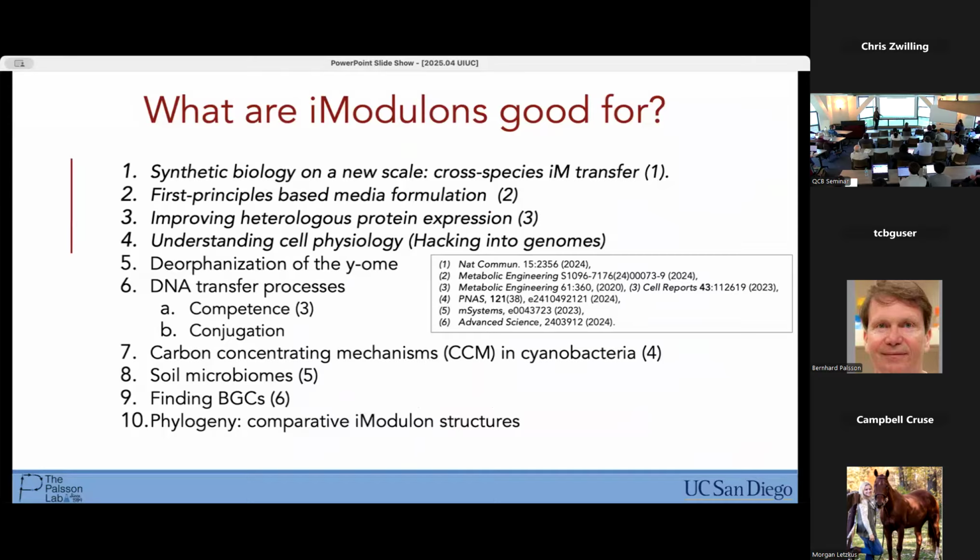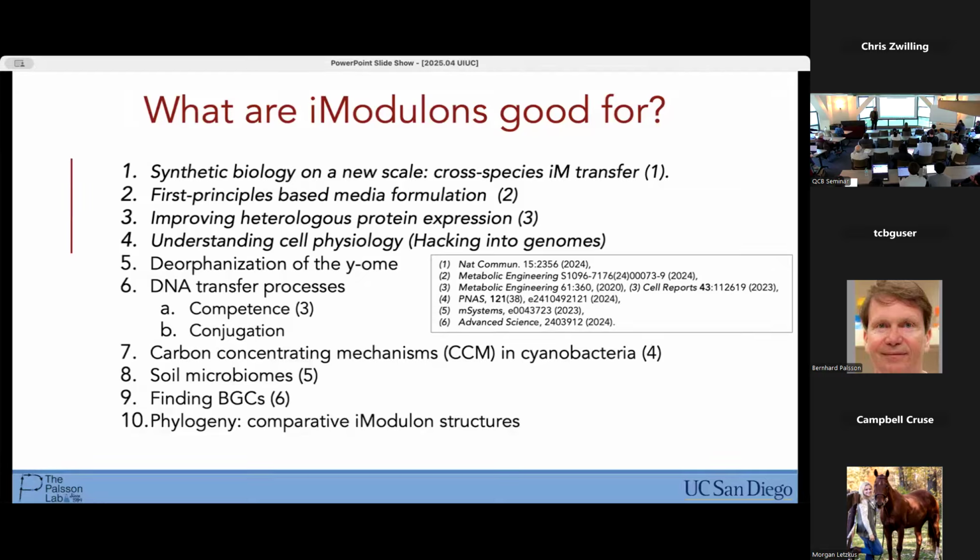We can deorphanize, like I mentioned. We discovered a number of DNA transfer processes in terms of iModulons. Zan also mentioned Synechococcus elongatus. We found all the iModulons in there, even the carbon concentrating mechanism, which has 2 iModulons. And now we know that there are about 8 to 10 Y genes with every one of these iModulons. There's a lot of gene function to be discovered in this organism.